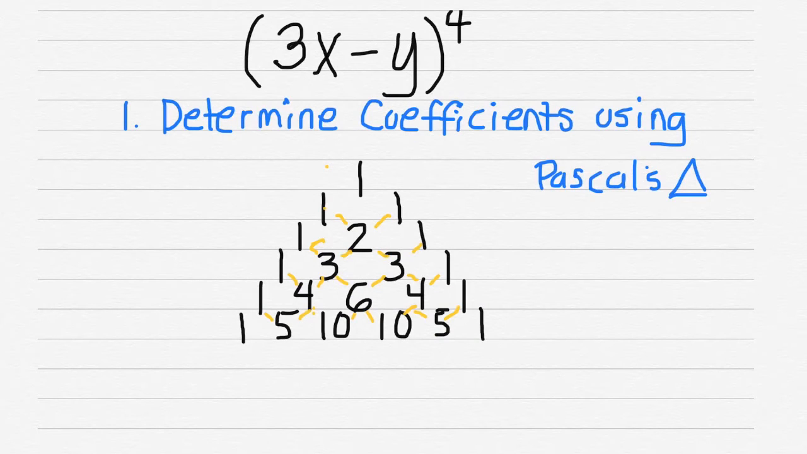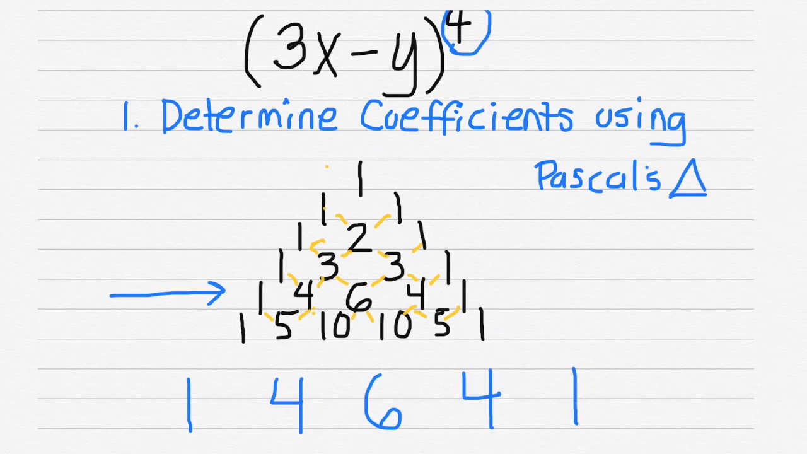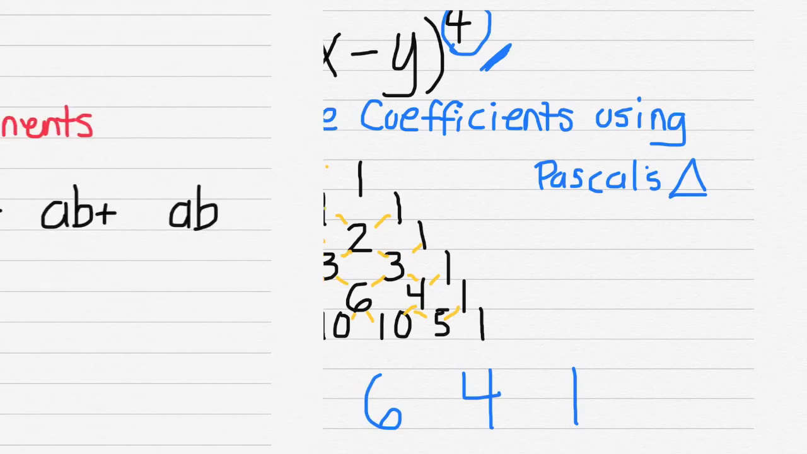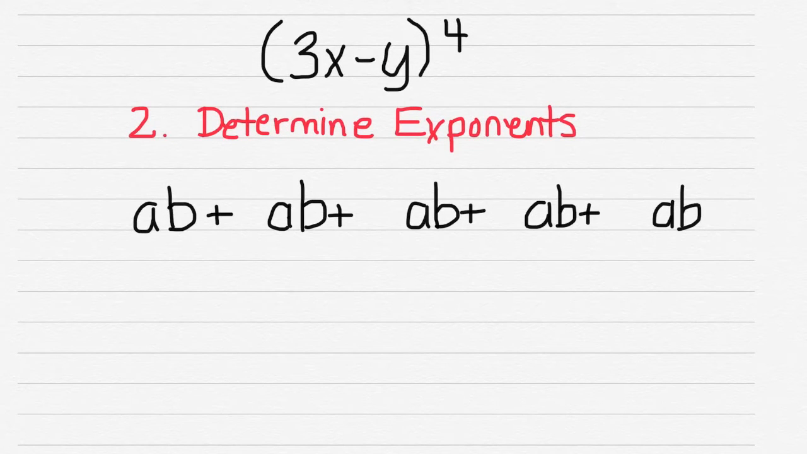So looking at our exponent in our equation, which is 4, we know which row to use. We're going to use this row to determine our coefficients. So we would have 1, 4, 6, 4, and 1. Those are going to be our coefficients because our power is equal to 4. So from our first process, we determined our coefficients were 1, 4, 6, 4, and 1.